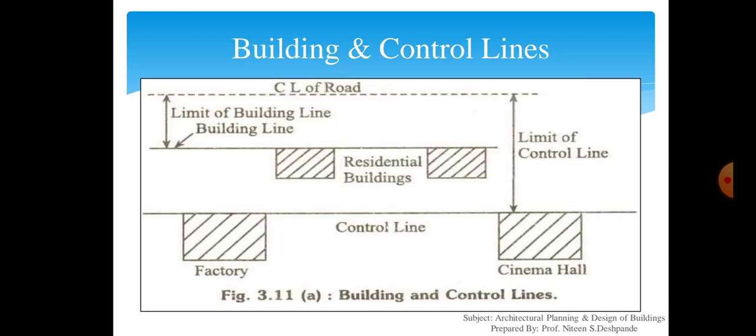So in the image it may get clear that the building lines and control lines in case of a residential building, the line joining the plinth and the middle of the street is a building line, whereas the line joining the plinth of the cinema hall or factories with the middle of the street or the center of the street is the control line, which is approximately 1.5 times that of the building lines. Okay.